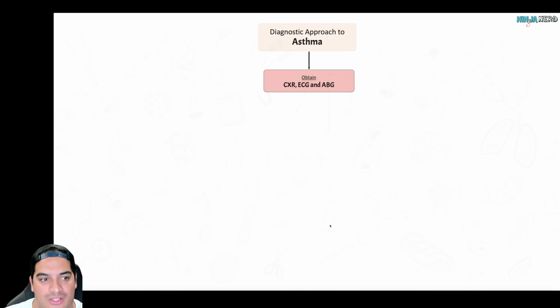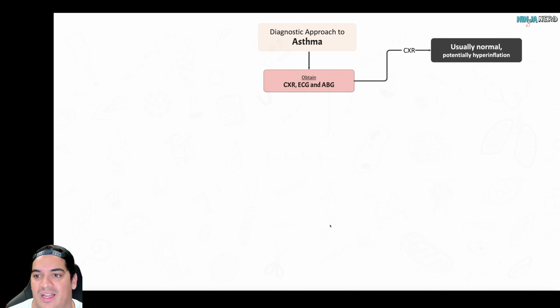So this is a classic triad, or the holy trinity of dyspnea or chest pain workup, generally dyspnea. And so the chest x-ray, it's usually not very specific. It's usually normal. Sometimes if you catch them in a really bad exacerbation, they could show hyperinflation. ECG is usually not specific as well. It's not going to give you anything particular. It's usually normal, and that's the big one there.